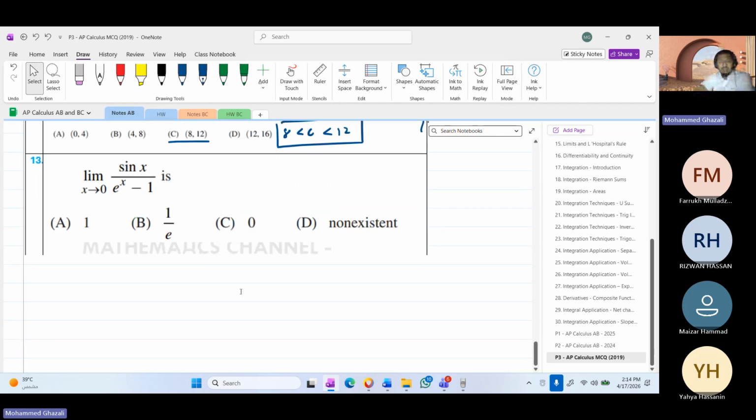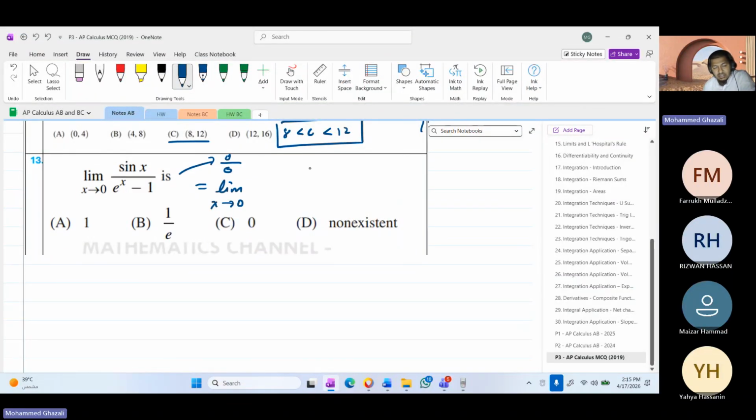Look at the next one. Another problem. I don't know whether this is L'Hopital's or direct substitution. Let's check. If we substitute, is it zero? Yeah, L'Hopital's rule. It's zero over zero. Good, because it's 0 over 0. So limit as x approaches 0.